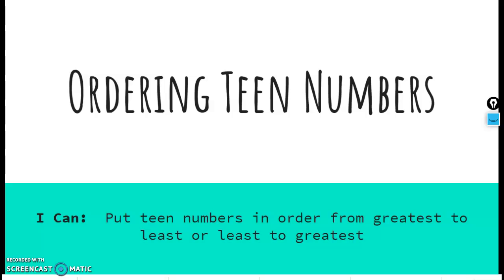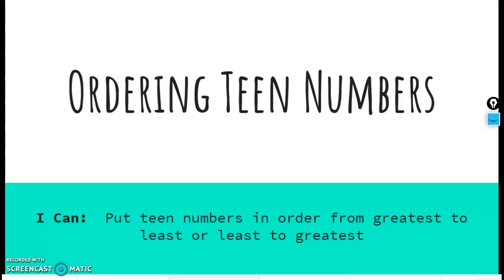The difference between comparing and ordering is comparing is usually just two numbers that you're checking to see which one is greater and which one is fewer. Ordering is going to be more than two. So we're taking those skills that you learned about how to compare two numbers, and we're going to be putting teen numbers in order from greatest to least or least to greatest. And it's going to be a big group of numbers.